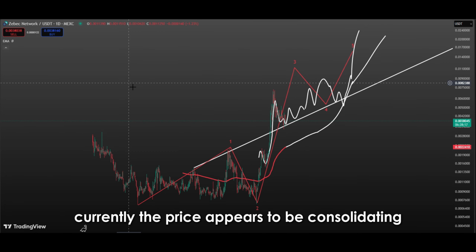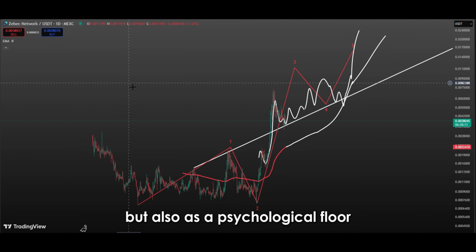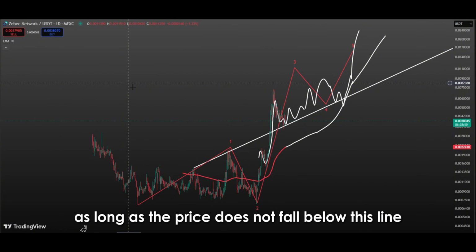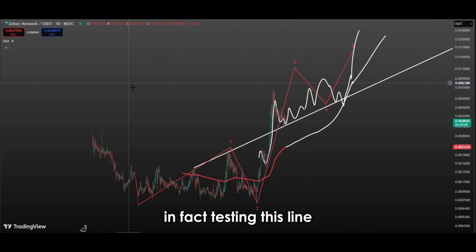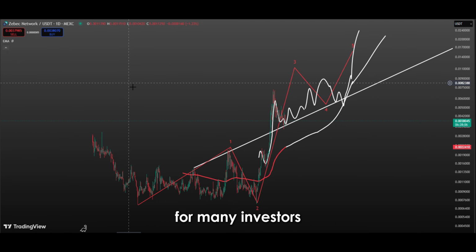Currently, the price appears to be consolidating above this average. This indicates that the level is working not only as a short-term support, but also as a psychological floor. Many market participants tend to maintain their positions as long as the price does not fall below this line. In fact, testing this line often presents new buying opportunities for many investors.